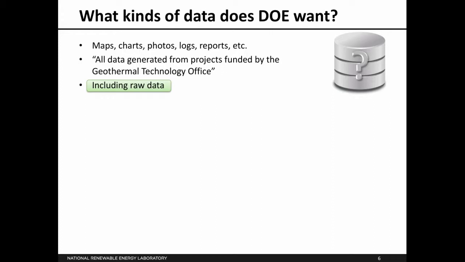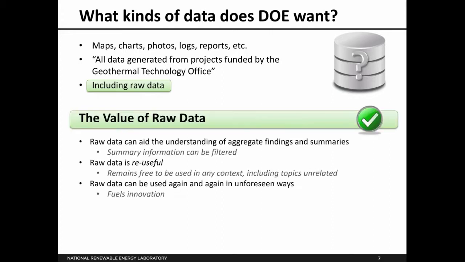And this is what I was talking about earlier. There's an intrinsic value to raw data. Raw data is free to be used again and again in unforeseen ways. It can aid in the understanding of aggregate findings and summaries for sure, but it's also reusable. Summarized information is by its very nature pushed towards a particular goal, whereas raw data is free to be used in any number of ways.